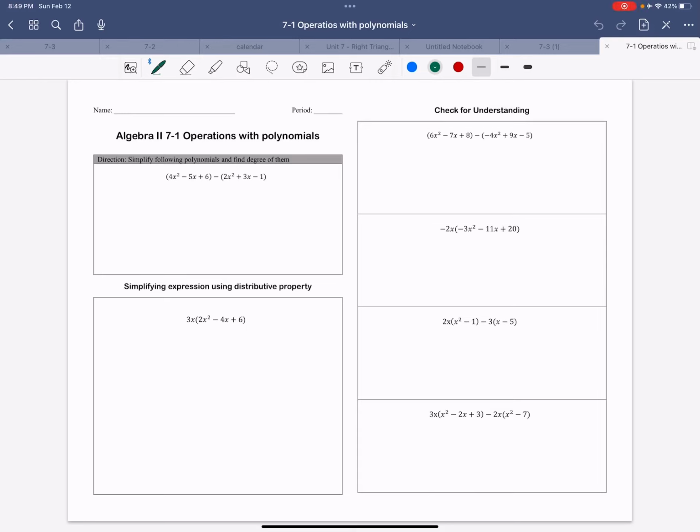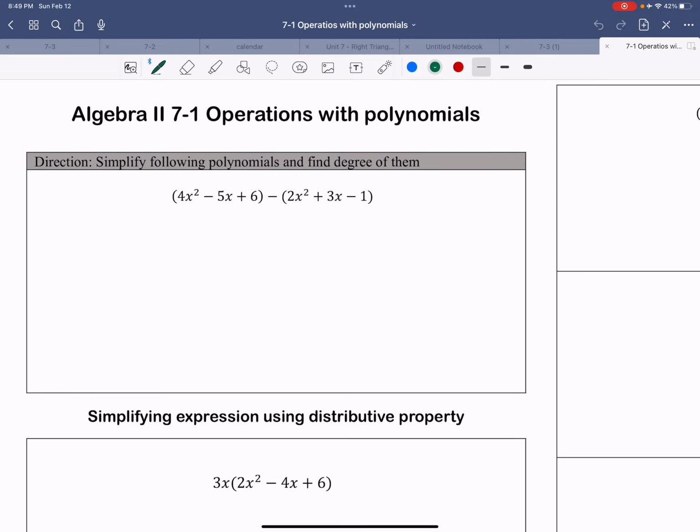Hello guys, welcome back to algebra class, and this time I will teach you how to do the operations with polynomials. This one is just a simple review from Algebra 1. So let's do this one. It says simplify the following polynomial and find the degree of them.